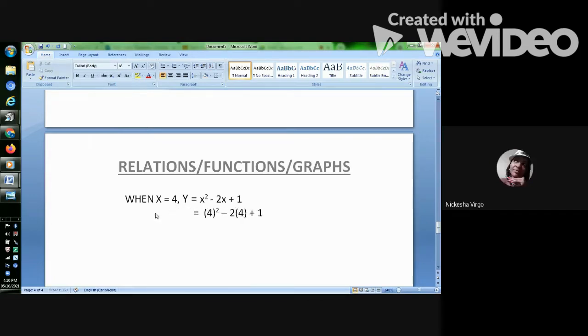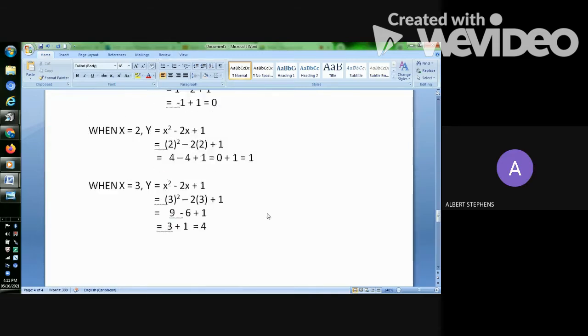Yes, sir. So you'd say 4 4s are 16, minus 2 4s are 8, plus 1. 8 from 16 leaves 8, plus 1. So y equals 9. All right. So when x is 4, y is equal to 9, which is correct.